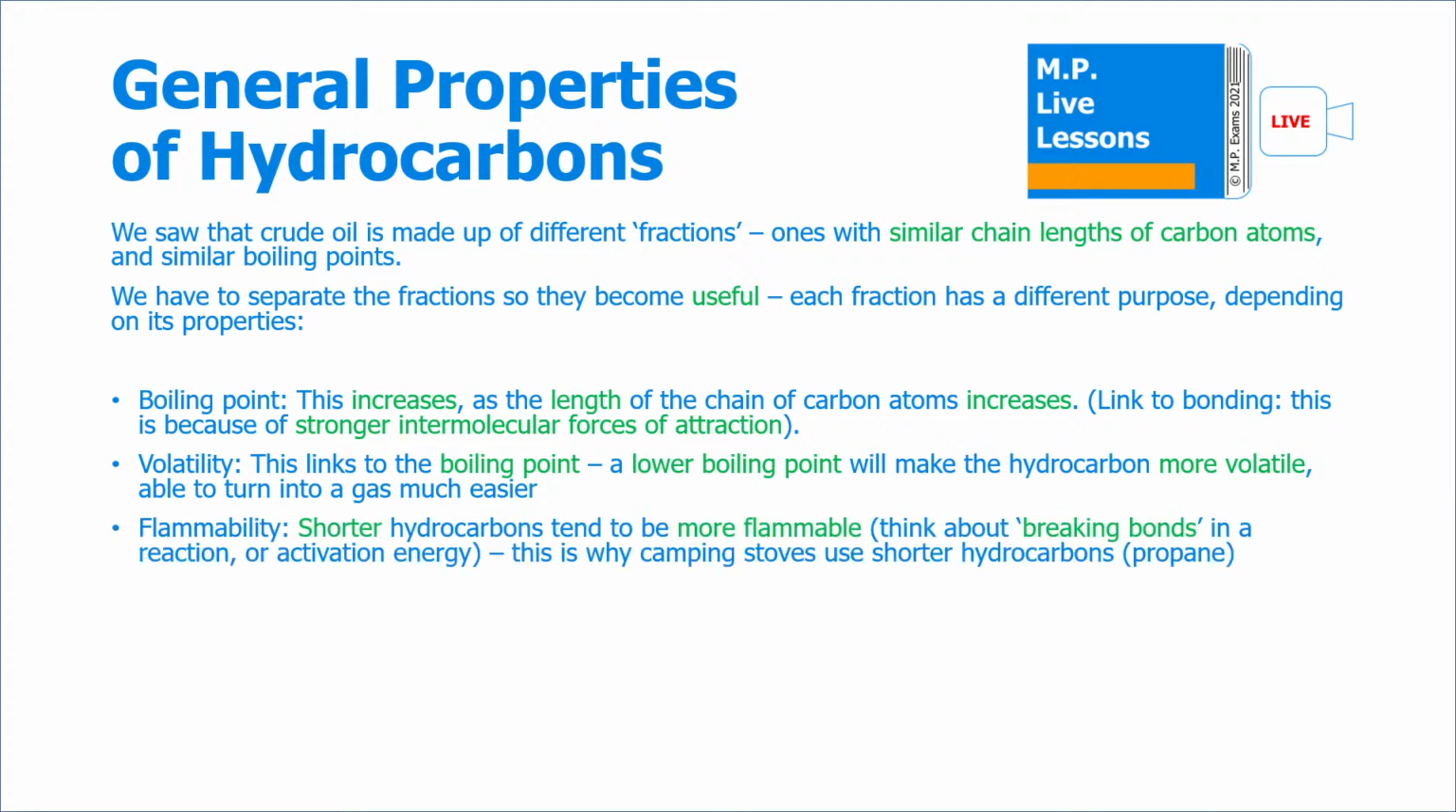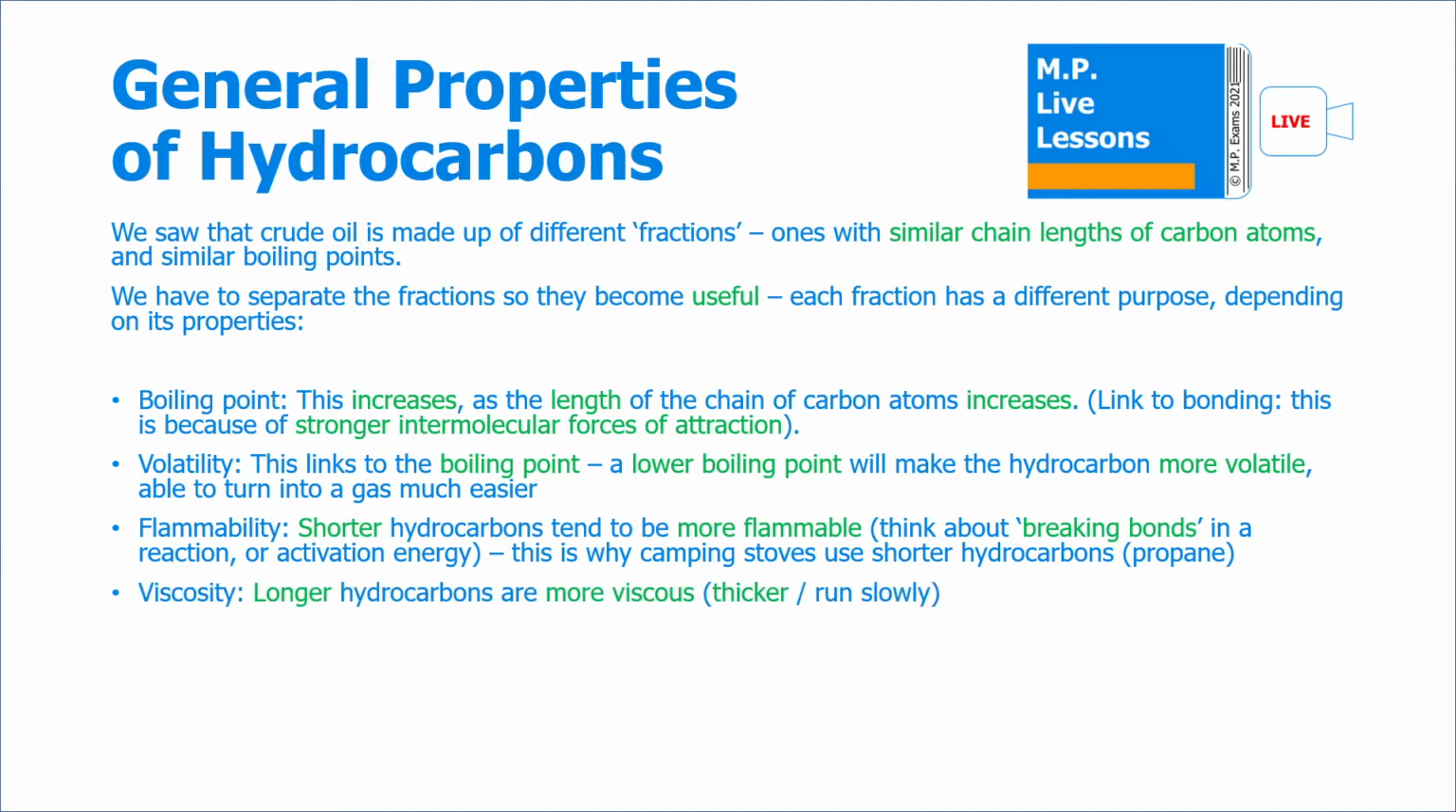Next is the flammability. Shorter hydrocarbons tend to be more flammable. This is probably because a shorter chain has fewer bonds, since there are fewer bonds between fewer carbon atoms, and that means you need less energy to break those bonds and react. So this is why camping stoves tend to use shorter hydrocarbons, again, like propane and butane.